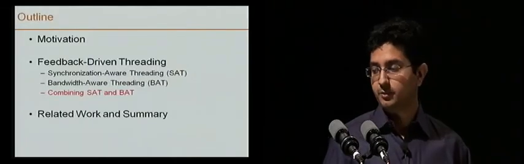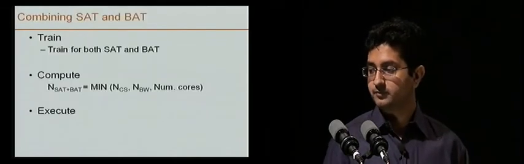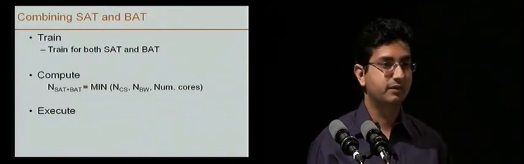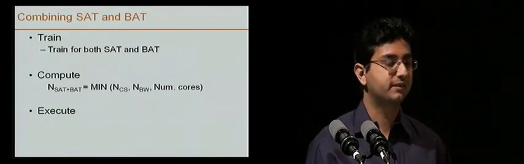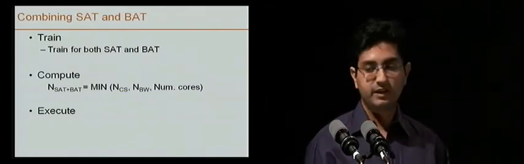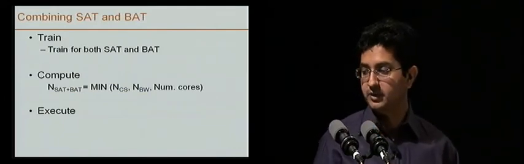SAT and BAT can be combined for greater benefit. During train, we train for both SAT and BAT, then the number of threads is computed as the minimum of NCS, NBW, and the number of cores. And the remaining kernel executes with that many threads.